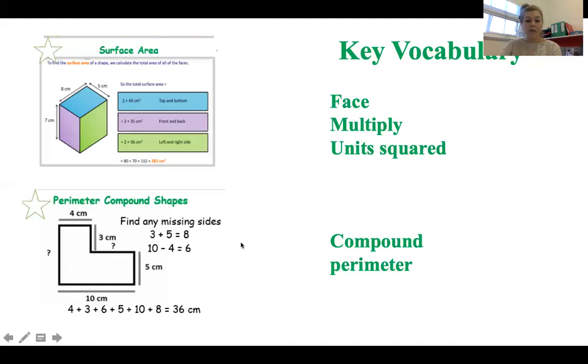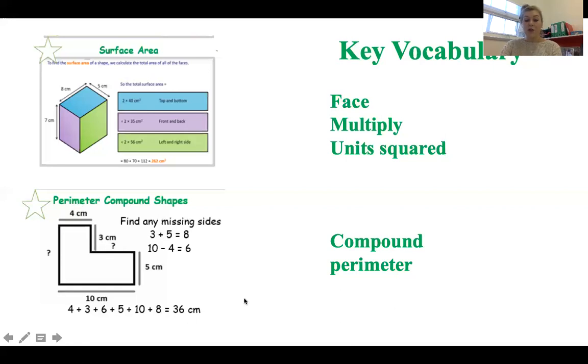For the perimeter of compound shapes, when I think about the word compound, okay, this is a shape that's made up of maybe 2 or more shapes. So you can see here, this shape is 2 rectangles kind of pushed together. So this would make a compound shape. And the perimeter of a shape is always noted as the outside lengths of the shape here.